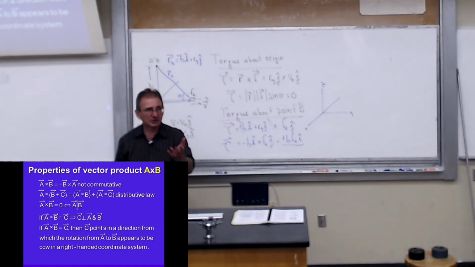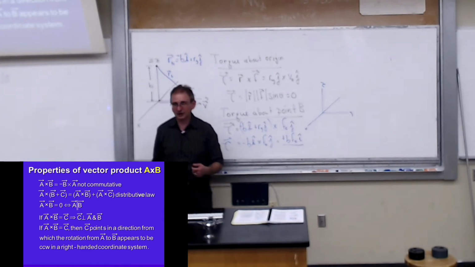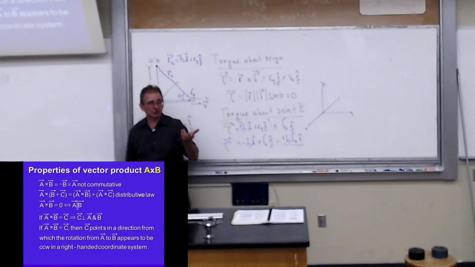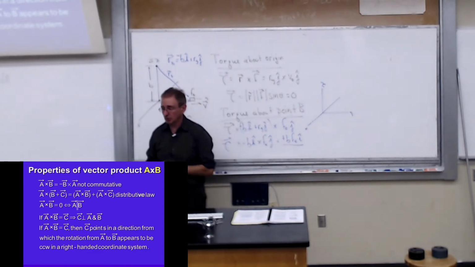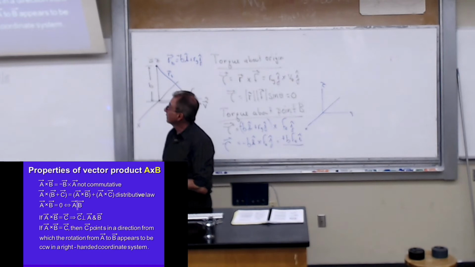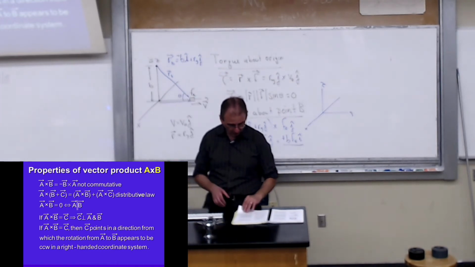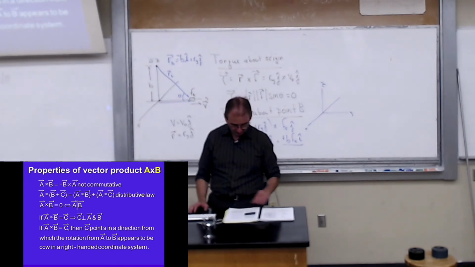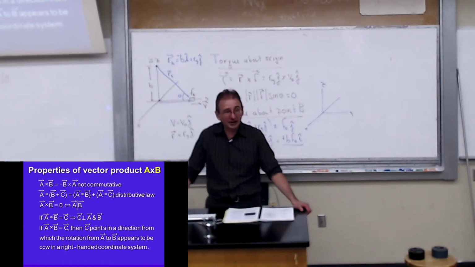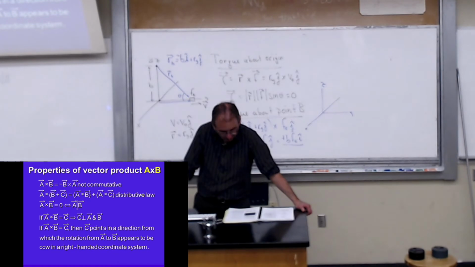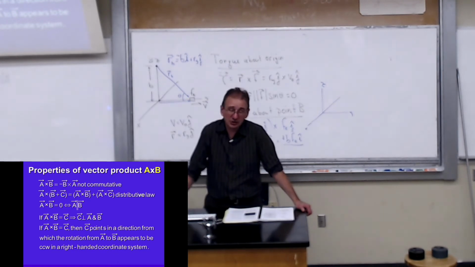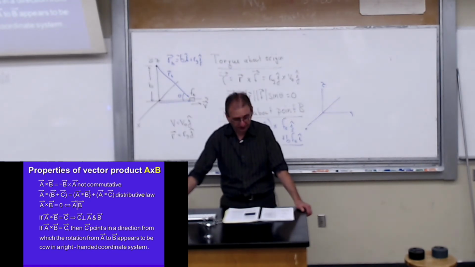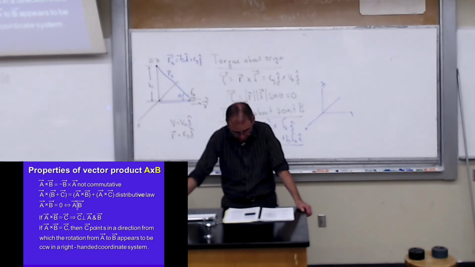And I actually established that the other day when I did I cross J, J cross I, and showed you what they are when I used the right-hand rule. Additionally, it does obey the distributive law, just like in algebra. If A cross B is 0, that tells you the two vectors are parallel. Conversely, if the two vectors are parallel, A cross B is 0.